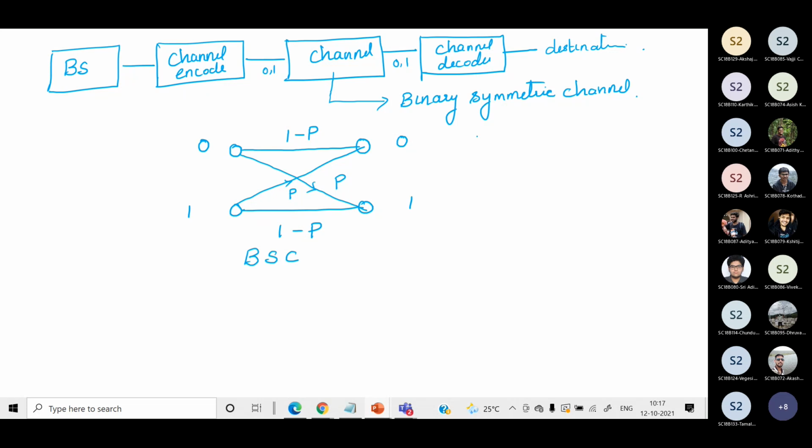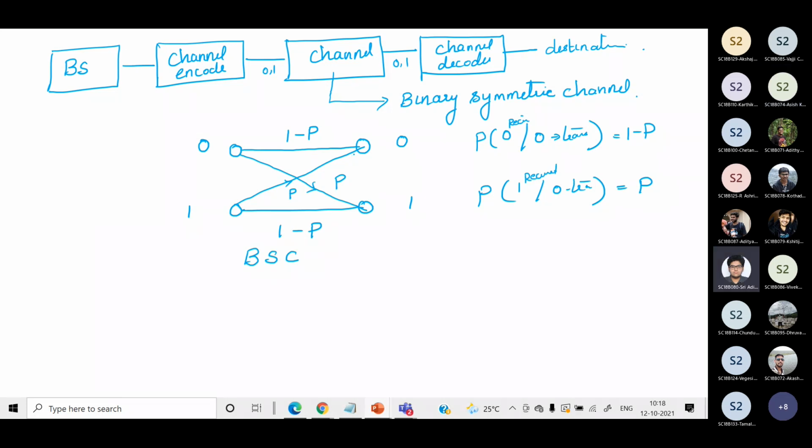So here we take P of 0 transmitted, 0 received at the output of the channel, as 1 minus p. The probability of 0 transmitted and 1 received at the output of the channel is given as p. So the binary symmetric channel is modeled as a conditional probability. Is this part clear?